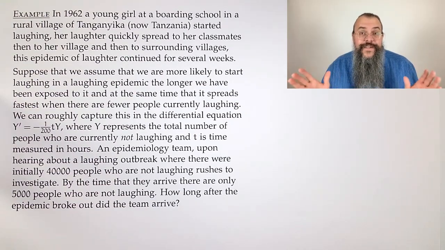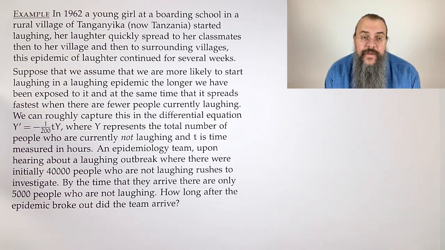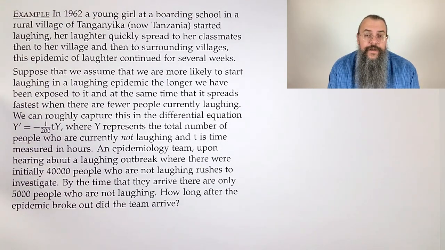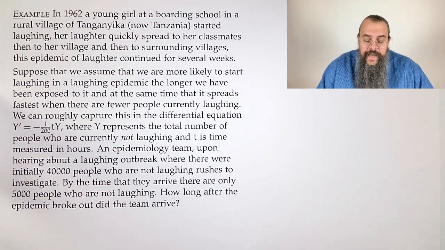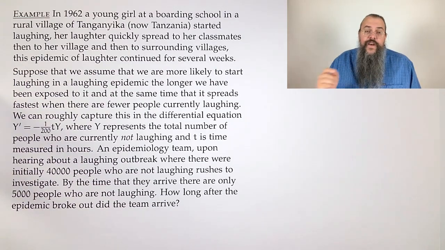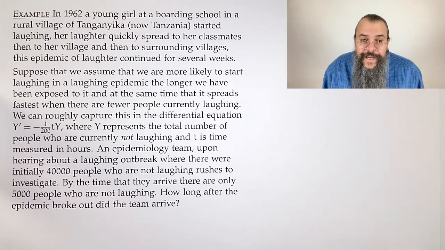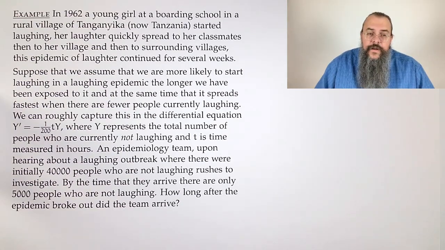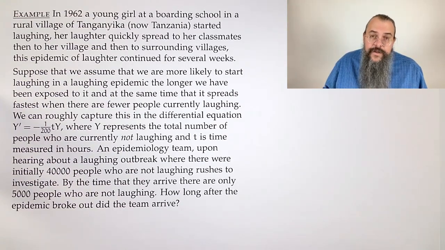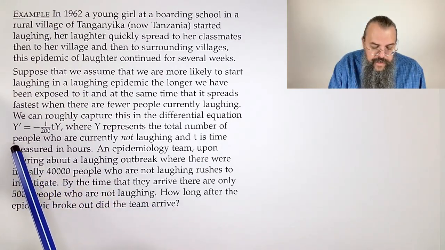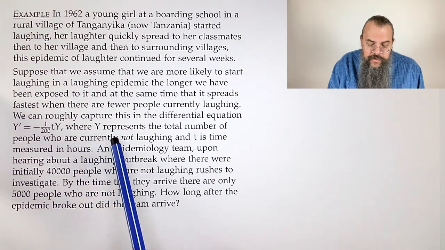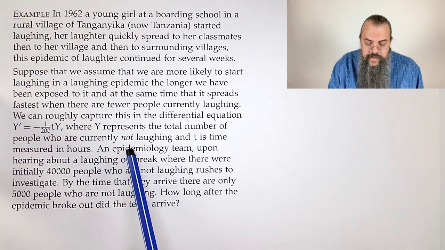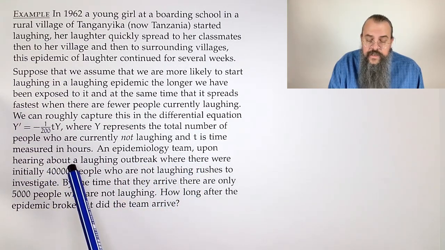This is an actual event. It's in the history books, and they've studied this. Now, suppose that we assume that we are more likely to start laughing in a laughing epidemic the longer we have been exposed to it, and at the same time that it spreads fastest when there are fewer people currently laughing. And we can say, well, what does that mean? Well, we can roughly capture this in the differential equation y prime equals minus 1 over 200 t times y, where y represents the total number of people who are currently not laughing, and t is time measured in hours.